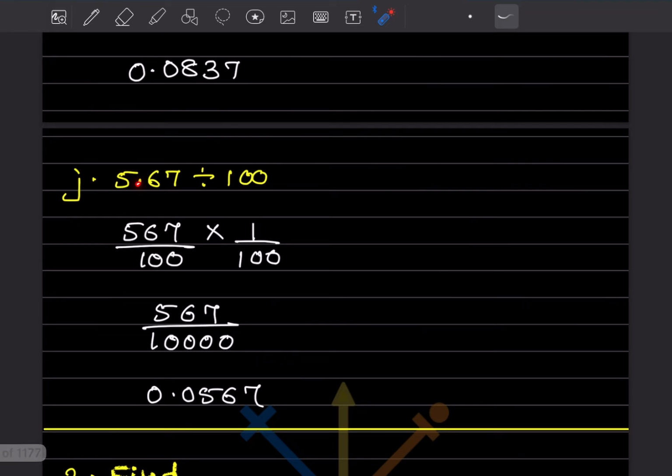After decimal, two numbers, so you're going to divide it by 100. This will be multiplied. So this will be the reciprocal of it. So 1 by 100. So this is going to be 567 divided by this. How many zeros? 4 zeros. So 1, 2, 3, 4. This number will be written the same as it is, and we'll go 4 numbers back. 1, 2, 3, 4, and then put a decimal.